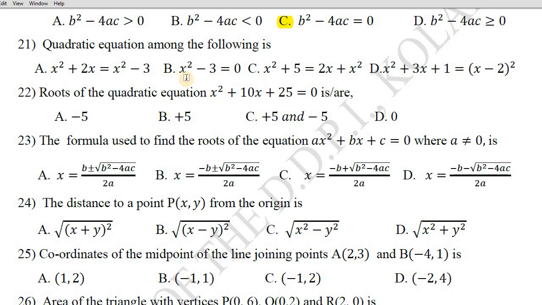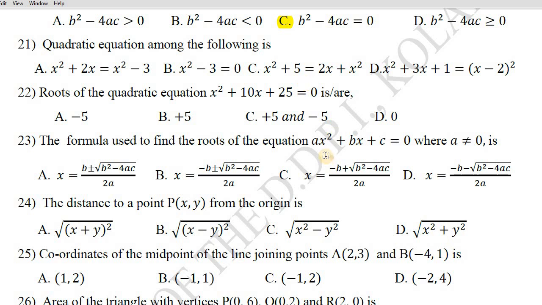Option B, x square minus 3 equals 0. Yes, it is an example of a quadratic equation, but the term bx is missing. That is not a problem for us. The highest degree has to be 2, and the highest degree is there. Hence option B is correct. Anyhow, let's see option C also. See, x square is present on both sides, on the left hand side and the right hand side. Obviously x square and x square will get cancelled, hence it cannot be a quadratic equation.